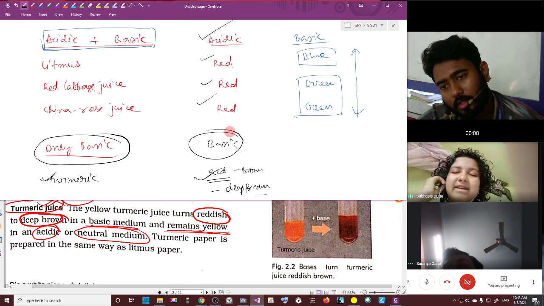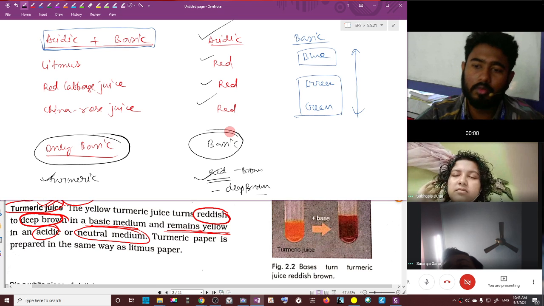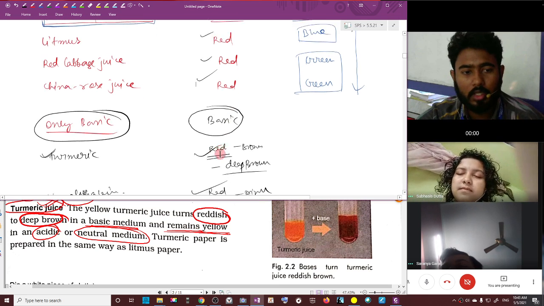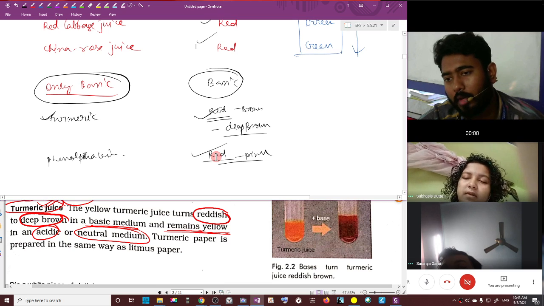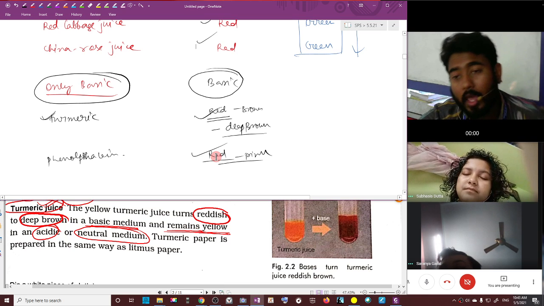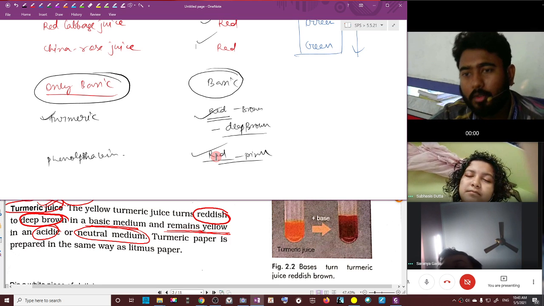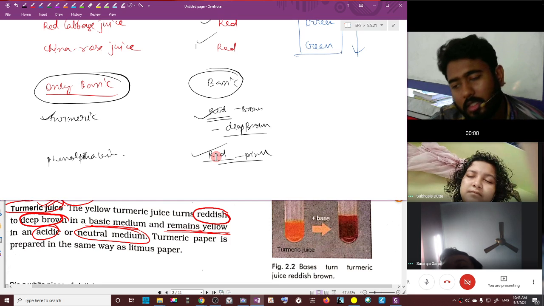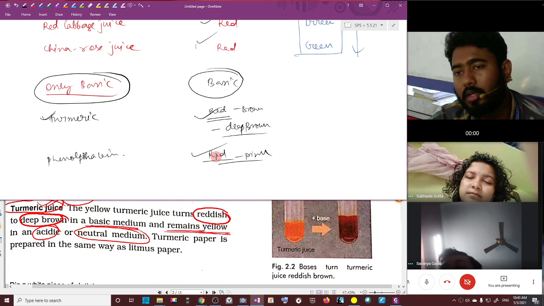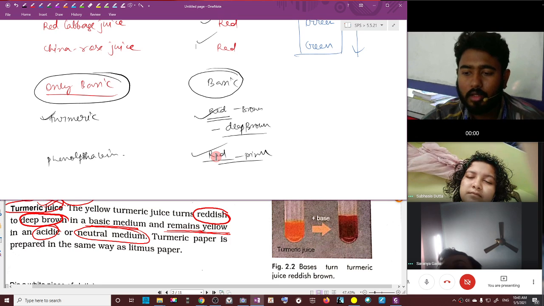Reddish means red. That will be near to red. It will be either red or pink in case of phenolphthalein, or it will be red or brown or deep brown in case of turmeric. Okay, and can you tell me one thing, for the neutral cases or acidic cases, in the basic only, indicators like turmeric and phenolphthalein, what will be the color?